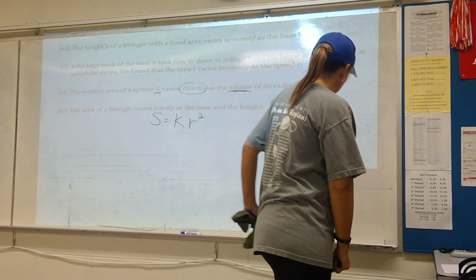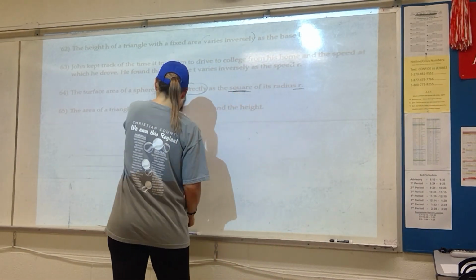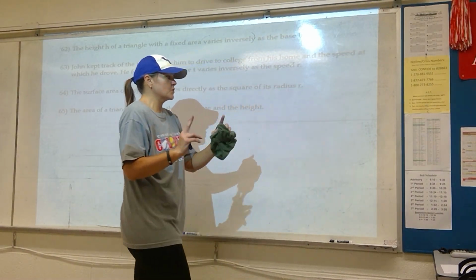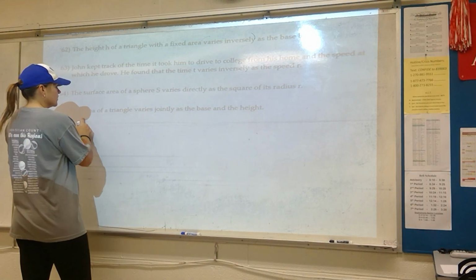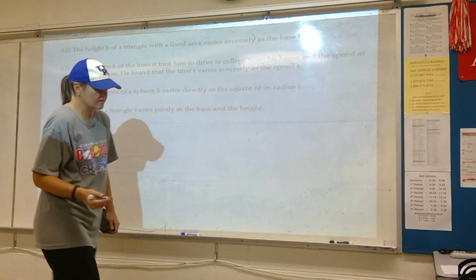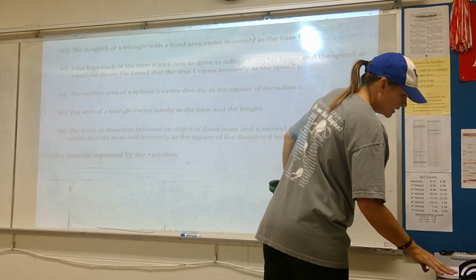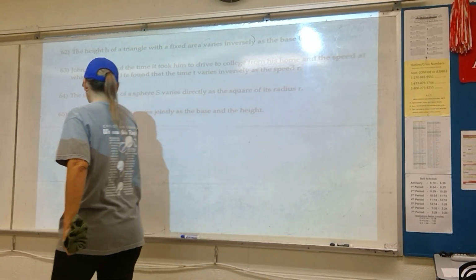The area of a triangle varies jointly. Now, we've not done one of these. Jointly just means two things are happening. So area of a triangle, does she even give us variables on this? No, we'll have to make a problem. The area of a triangle varies jointly as what?